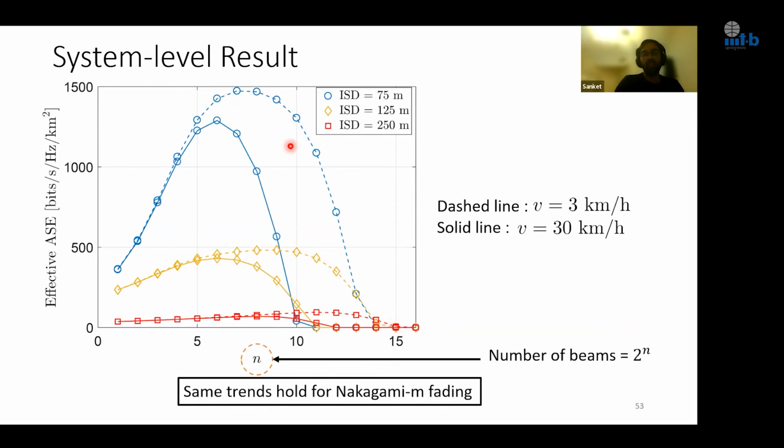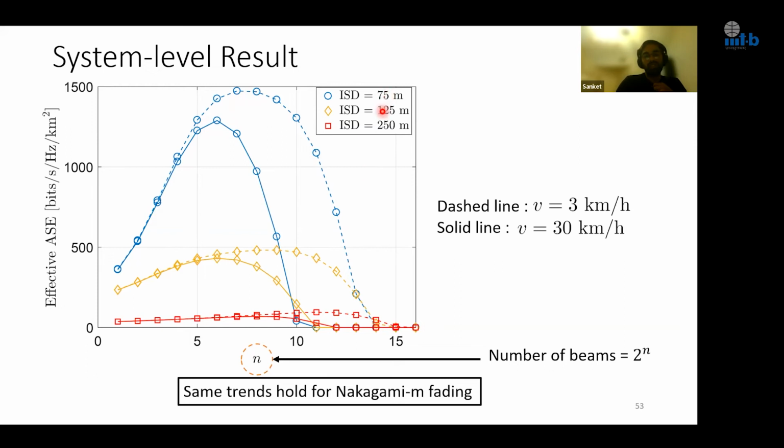Okay. Now, certainly for the solid line, which is 30 kilometers per hour, the effective area spectral efficiency is smaller because users are moving faster than at 3 kilometers per hour. And so there is more frequent beam reselection happening, and that leads to more frequent communication interruption, reducing the effective area spectral efficiency. Obviously, for the same reason, the optimal number of beams at 30 kilometers per hour is smaller than the optimal number of beams for 3 kilometers per hour.